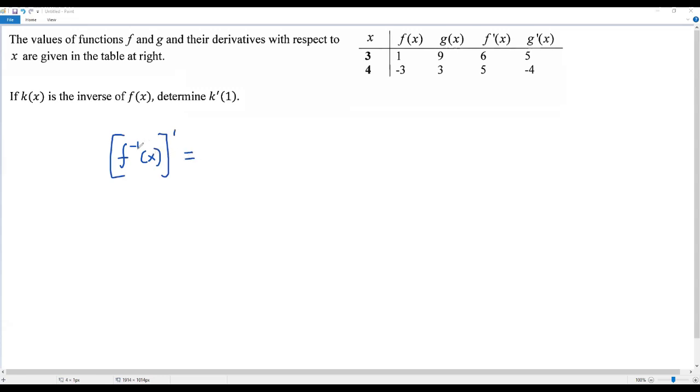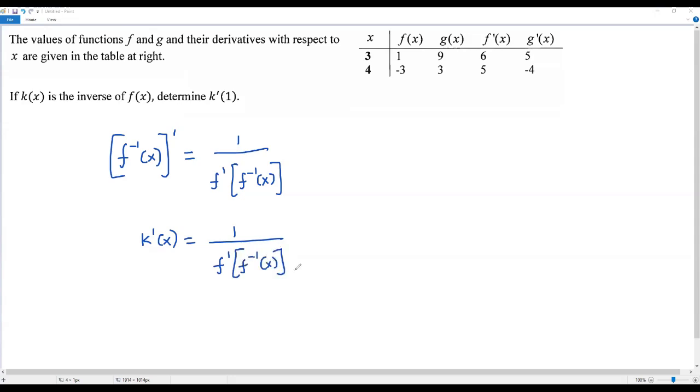So there is a formula to get the derivative of an inverse function. That is 1 over f prime of f inverse of x. Let me write it over here. Since the question says k of x is the inverse of f of x, the derivative of the inverse of f of x can be written as k prime of x equals 1 over f prime of f inverse of x. Our aim is to find the value of k prime at x equals 1. So we have to plug in x equals 1 over here.